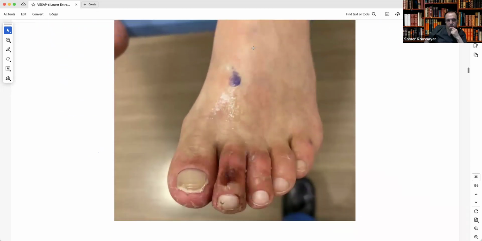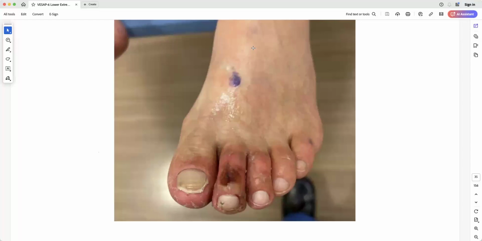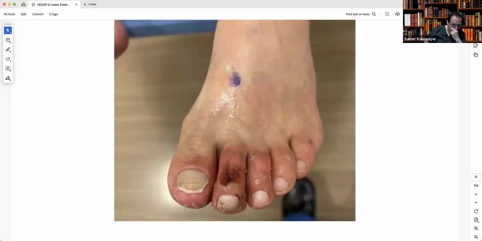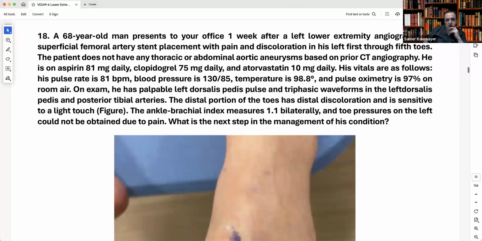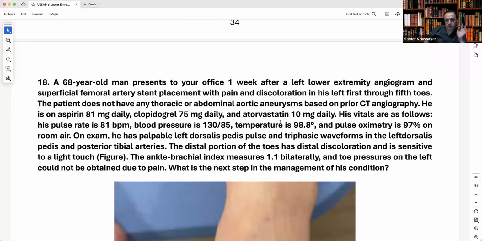Okay, this is how it looks. What do you think he has? This may be blue toe syndrome. It is blue toe syndrome, yes. Why are you confused? You see, it's all dots, the end of all the toes. And second, they give you all the reason to think about blue toe syndrome. He had a left lower extremity angiogram, so he has had interventions.